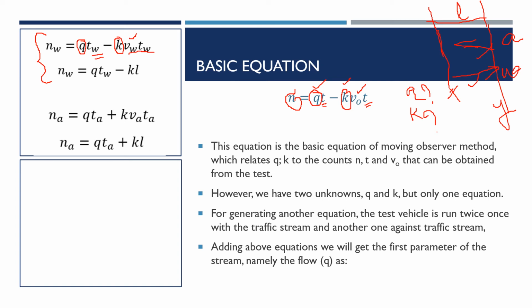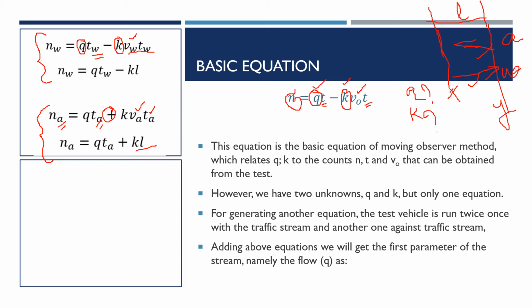We can rearrange it. Similarly, if we arrange the equation for the opposite direction, that means NA is equal to QTA plus KVATA. I will get back to this plus sign, but before that, NA is the number of vehicles in the opposing direction, TA is the time taken to cover y to x, K is the density, and VA is the speed at which the test vehicle is moving. Or you can rewrite this equation as QTA plus KL. So it's the same equation we are considering.